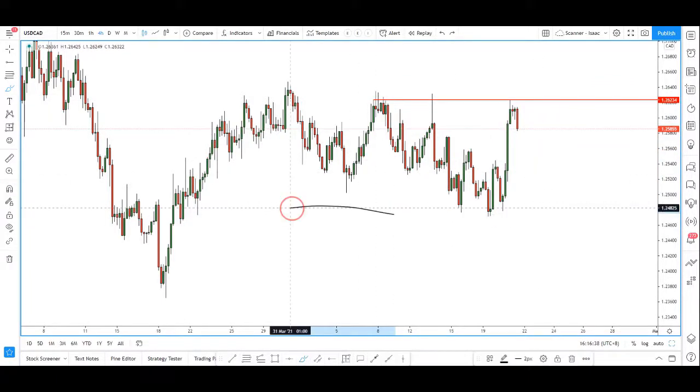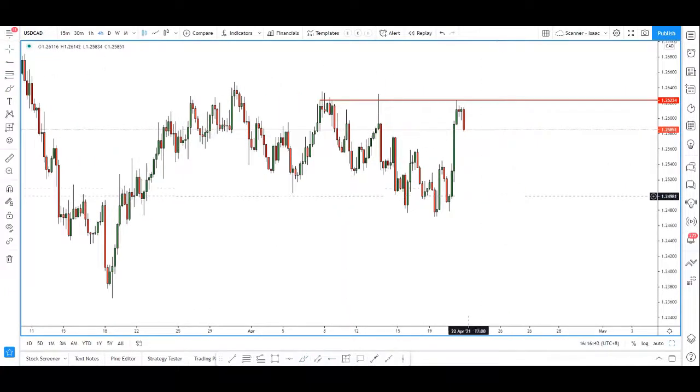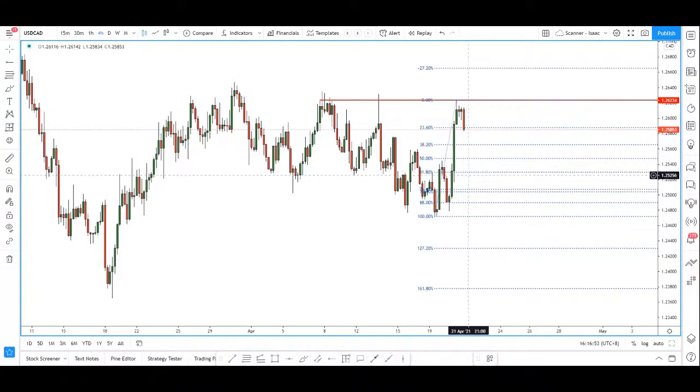All right, so we have the resistance over here on the 4 hours. And what I want to show you guys is we can actually do a Fibonacci retracement from the last low to the high. Low to high. And open all Fibonacci ratios, and we see that the 61.8 falls over here, in line with the graphical overlap support.